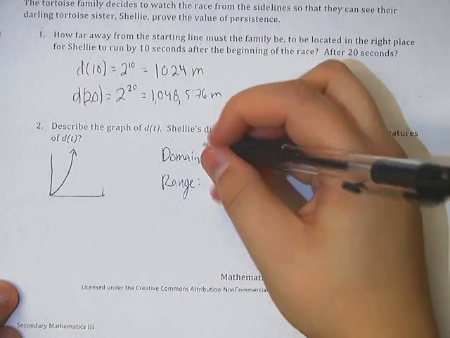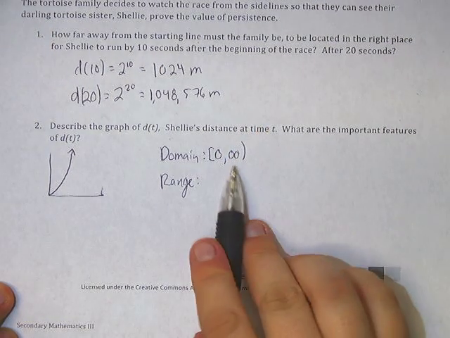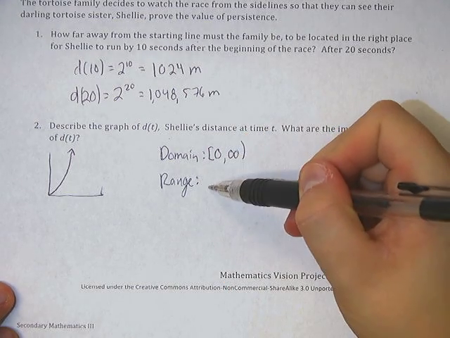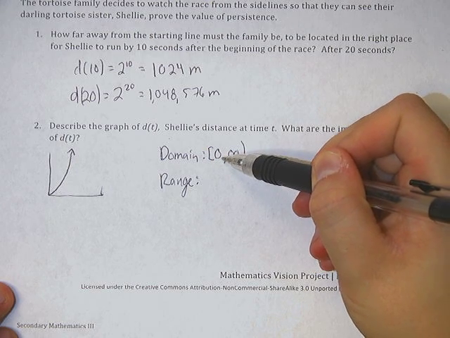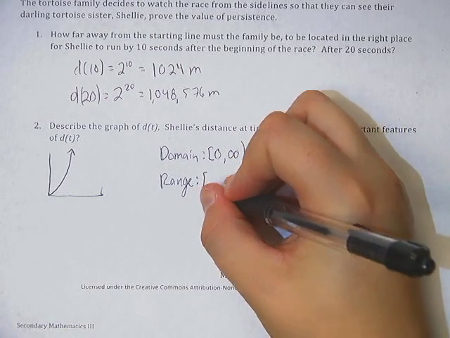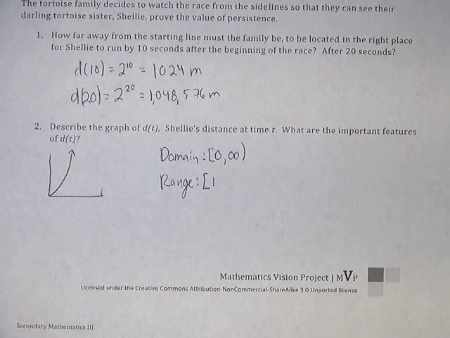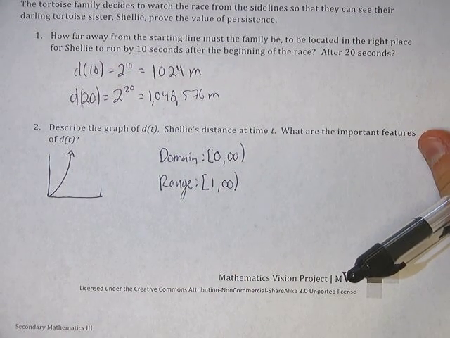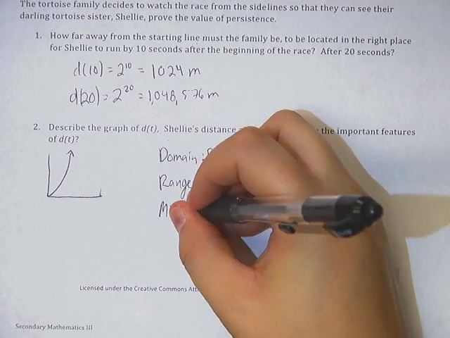In the context of our problem, we are assuming that our time starts at time 0. And we don't know how long the race goes, so we're just going to have it go out to infinity. For the range, one way to find the minimum part of the range is to look at the smallest value that you have for your domain and plug it into your original function. 2 to the 0 power is always 1. So it starts at 1, and it also says in the problem that she gets a 1 meter head start. And again, we don't know how long this race is going to go, so we're just going to hedge our bets here and say it goes to infinity.